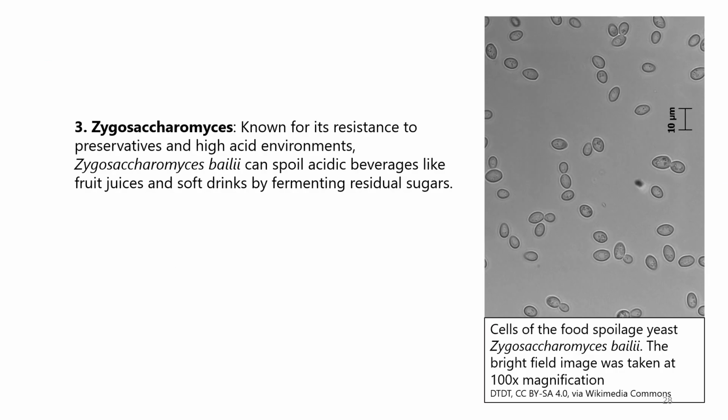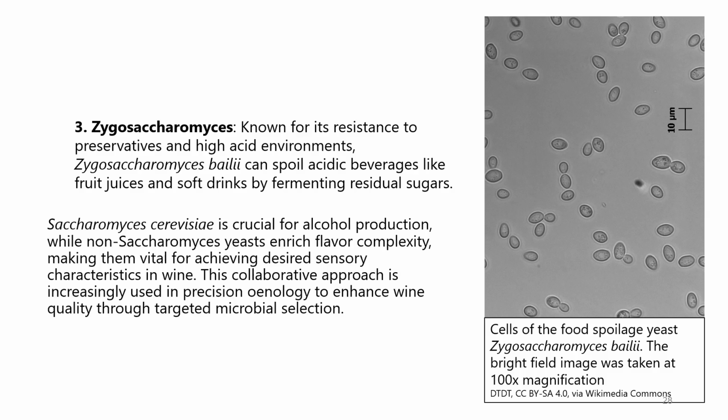Then we have Zygosaccharomyces, known for its resistance to preservatives and high acid environments. Zygosaccharomyces bailii can spoil acidic beverages like fruit juices and soft drinks by fermenting residual sugars. So, here in this picture you can see cells of the food spoilage yeast Zygosaccharomyces bailii. The bright field image was taken at 100x magnification.